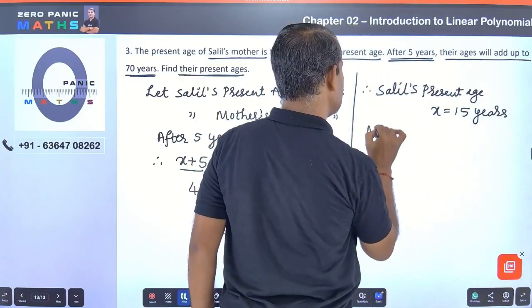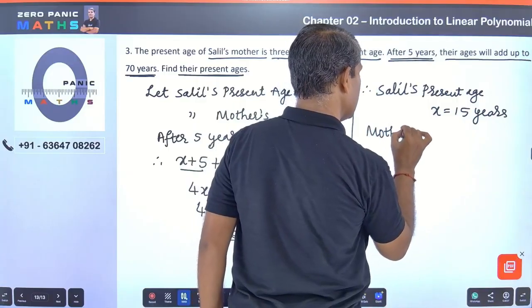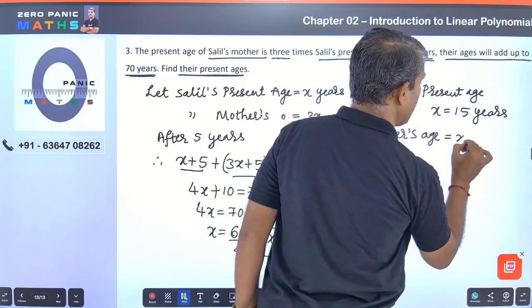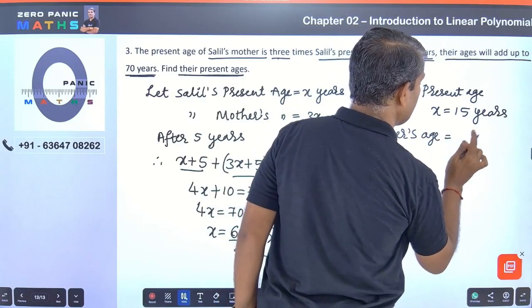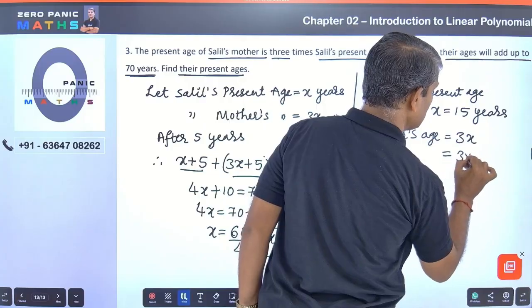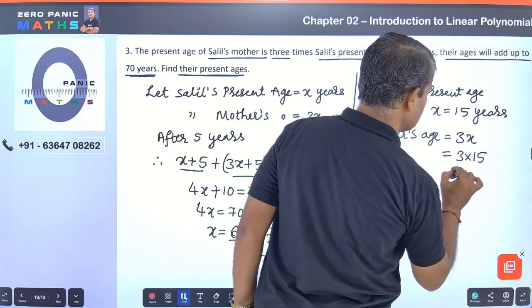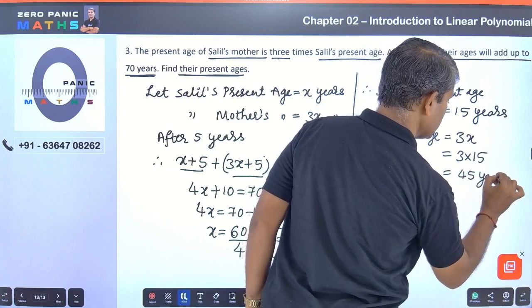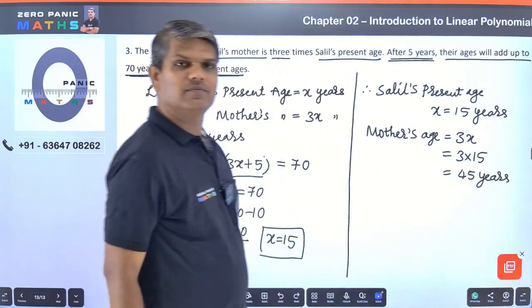Okay, and mother's age is equal to 3 times x, right? 3 times x, which is 3 into 15. Okay, that is 45 years. 45 years. This is the answer.